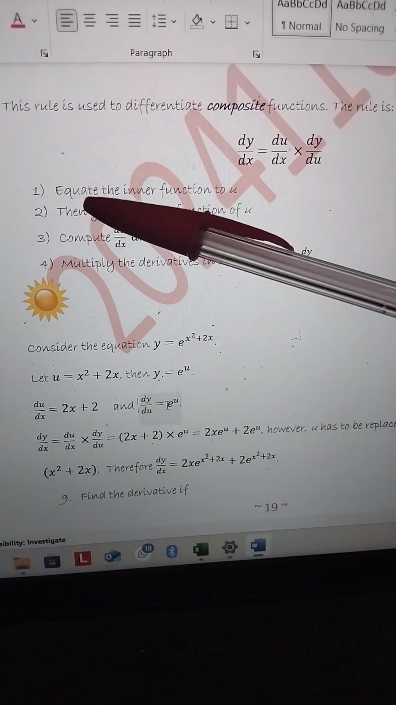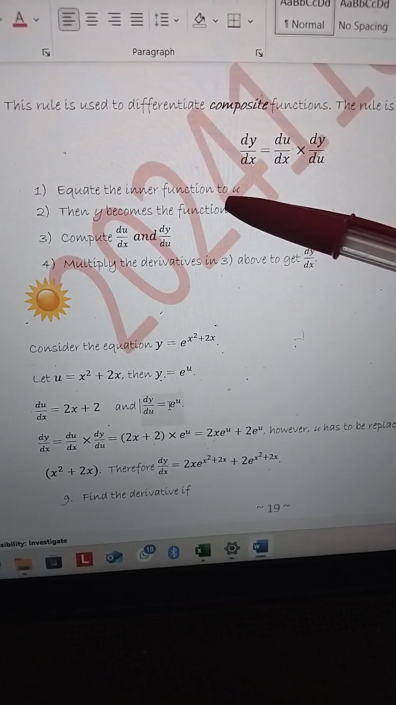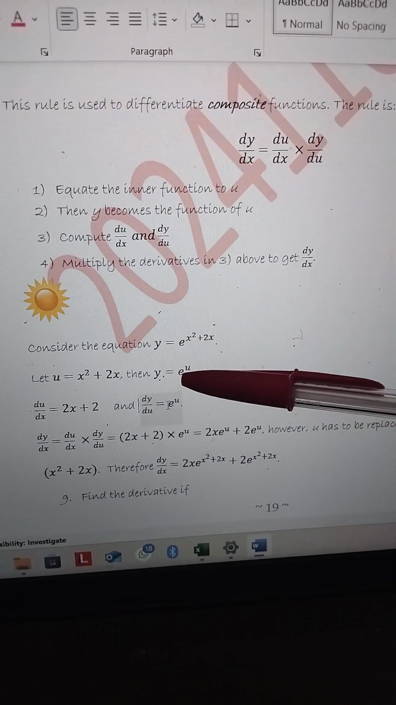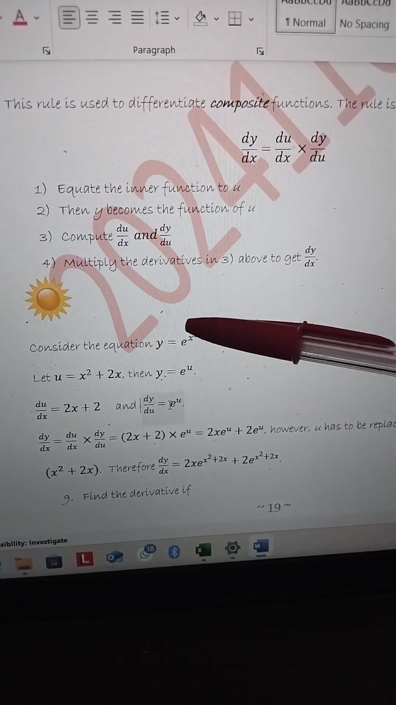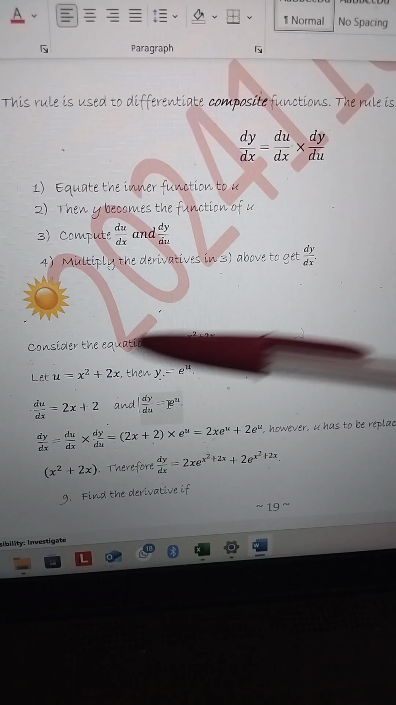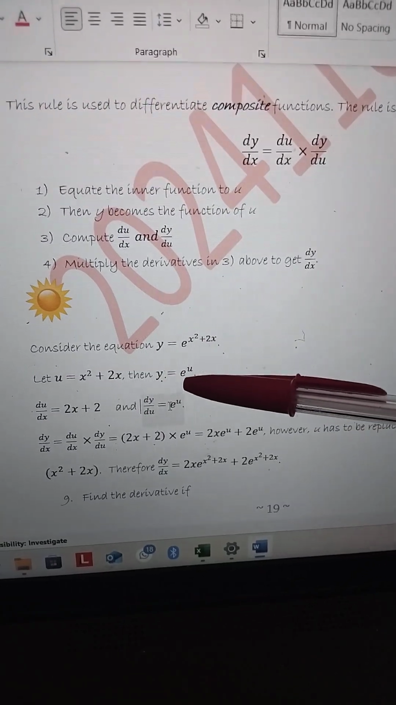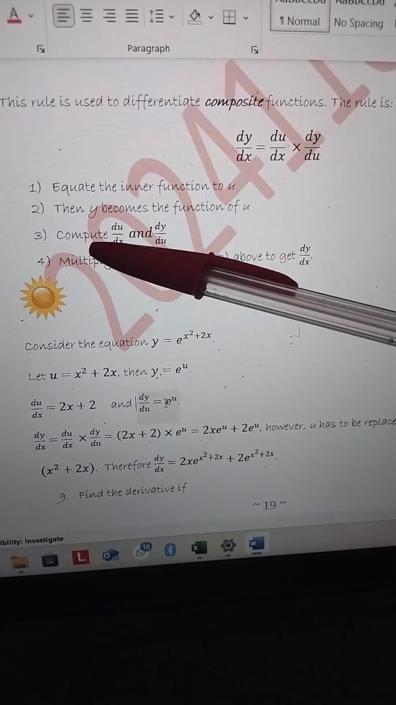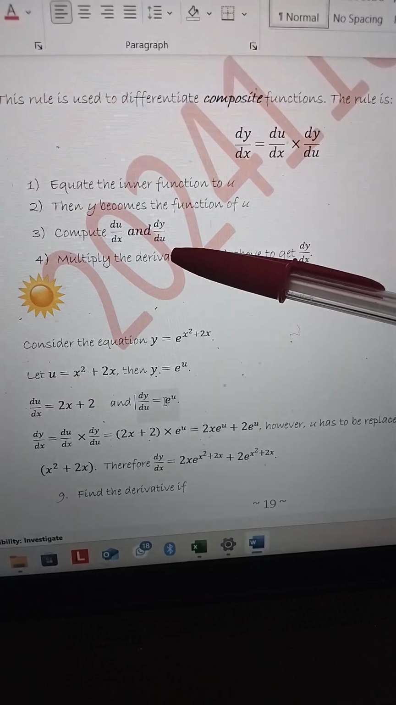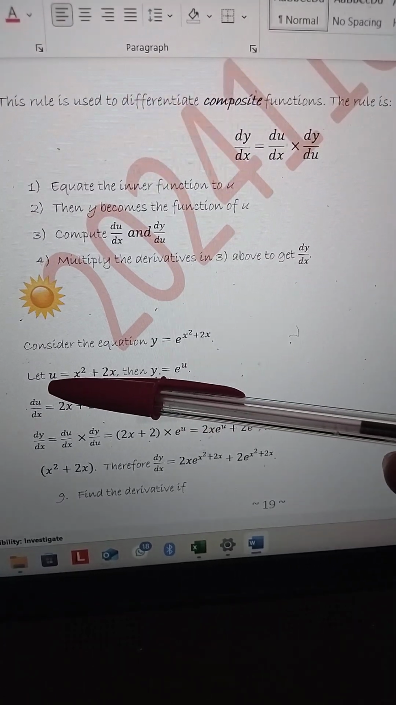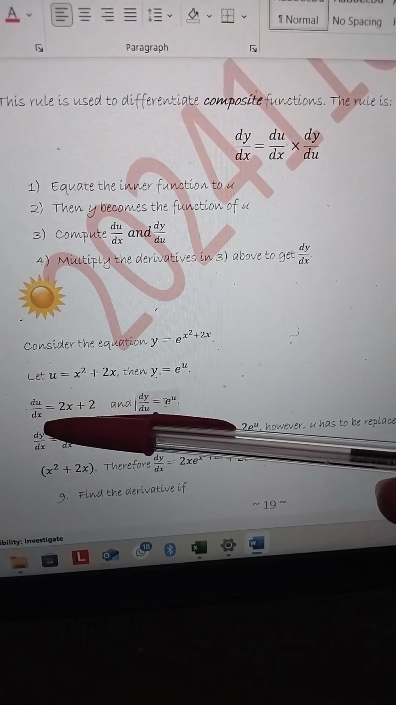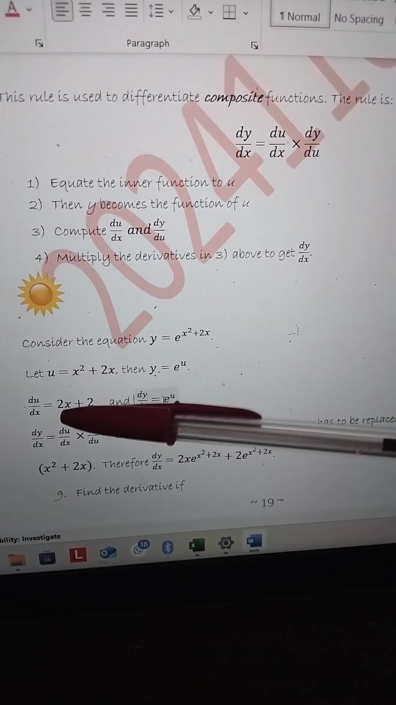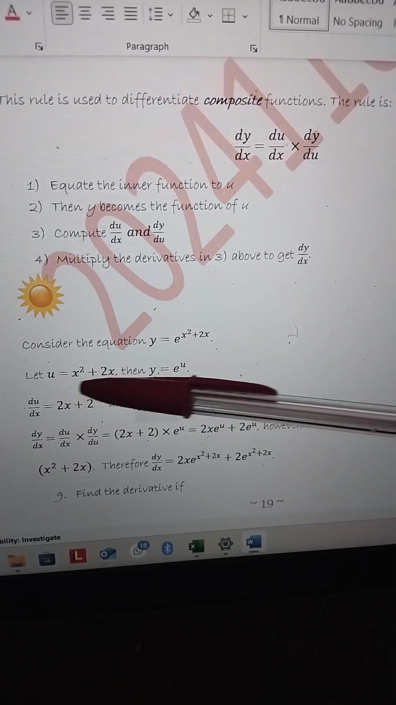So mona step sa pele we realize we equate the inner function to u. And then afterwards, this means that your y is equal to e to the power u. Remember that we just said x squared plus 2x again u, meaning here e to the power u. And then the next step is compute du dx and dy du. So mona re tlo tla re etsa derivative of u with respect to x, du dx, and using the rules that we have studied earlier on, re ba le 2x plus 2 as a derivative of this one.